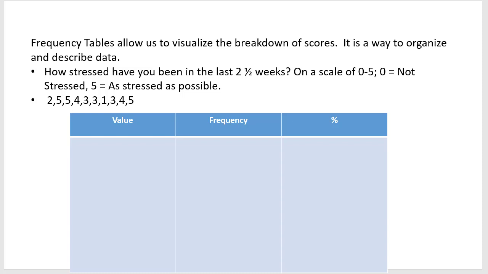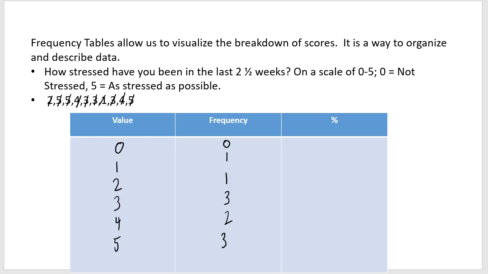So we list our values here: 0, 1, 2, 3, 4, 5. Those are the values that we have. Now we list the number of times that each one occurs. So 0 occurs 0 times. 1 occurs 1 time. 2 occurs 1 time. 3 occurs 3 times. 4 occurs 2 times. And 5 occurs 3 times.